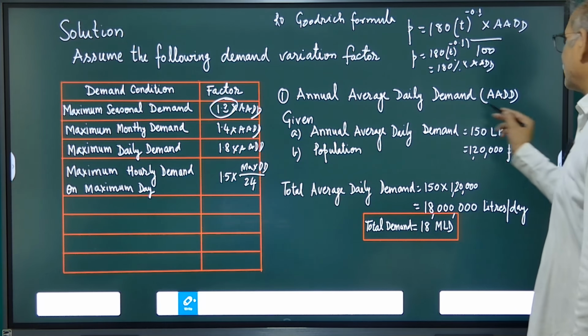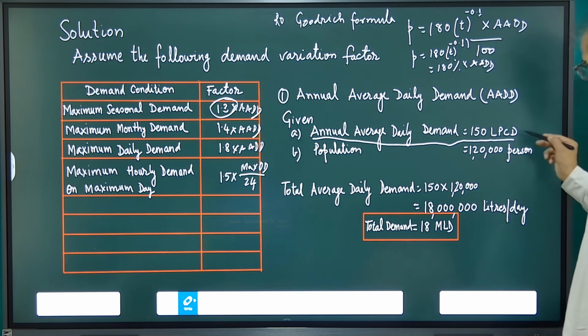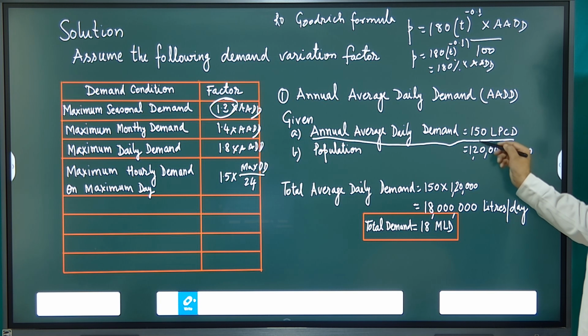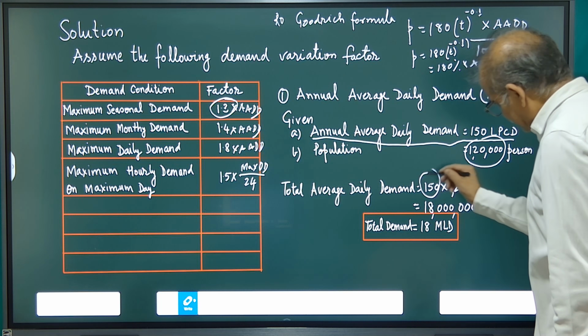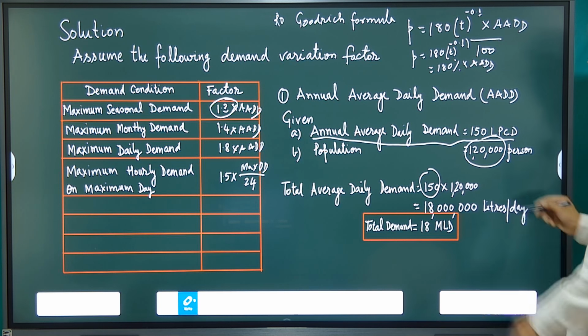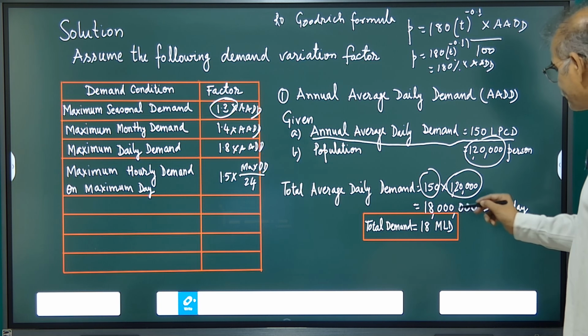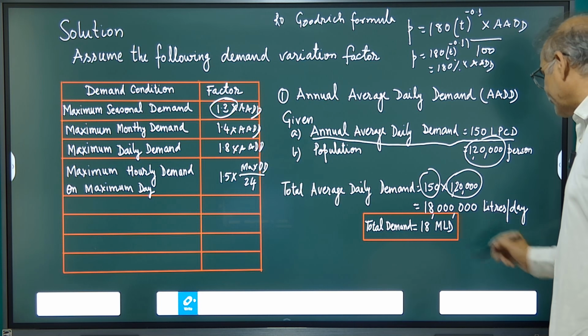Annual average daily demand. Since annual average daily demand per capita per day is given, 150 liters per capita per day, for 1,20,000 persons it will be 150 liter per capita per day multiplied by 1,20,000, that is population. It will come 1 crore 80 lakhs, that is 18 million liter per day.